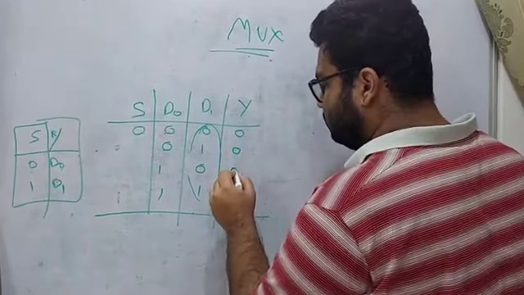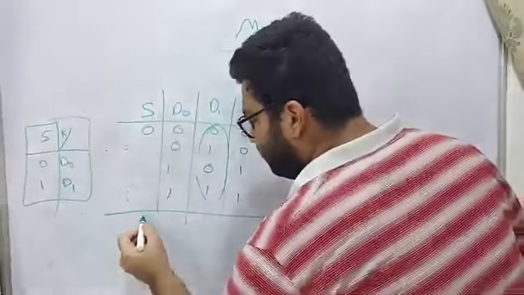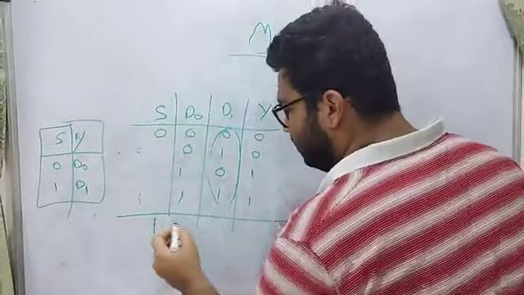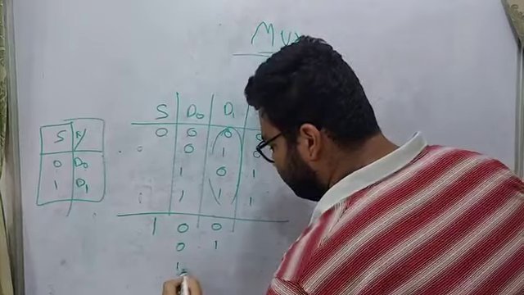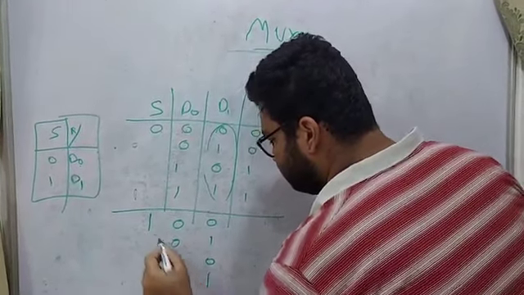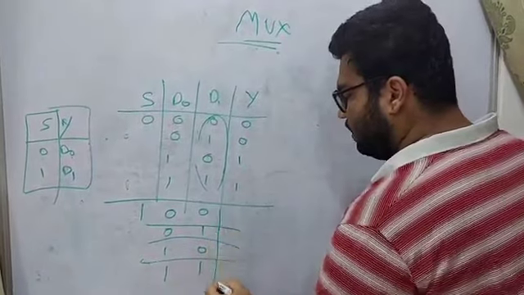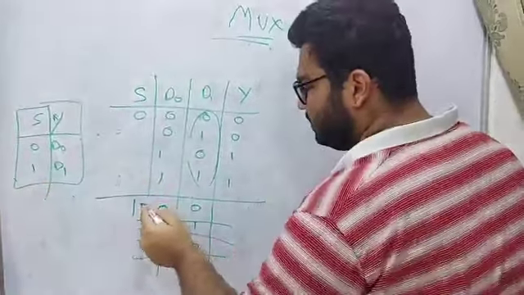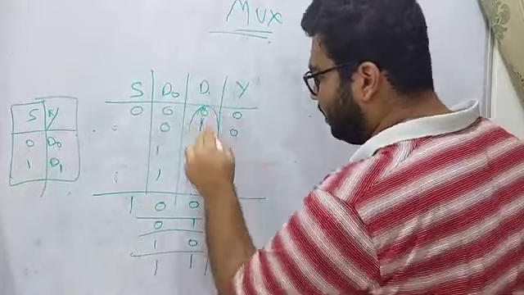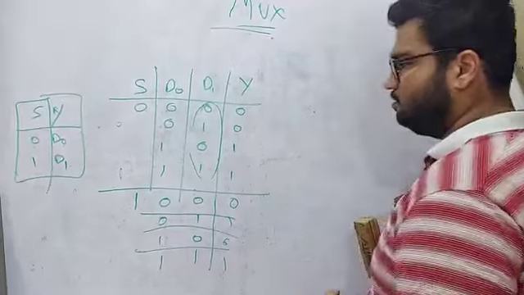0, 0, 1, 1. And in the same way, we are going to consider S as 1, same 0, 0, 0, 1, 1, 0, 1, 1. So the values would be, when S is 1, output is D1. That is, when S is 1, output would be the values of D1. 0, 1 and 0, 1.